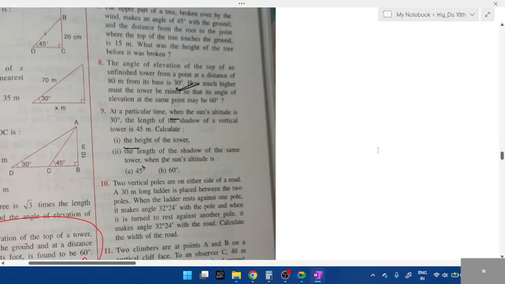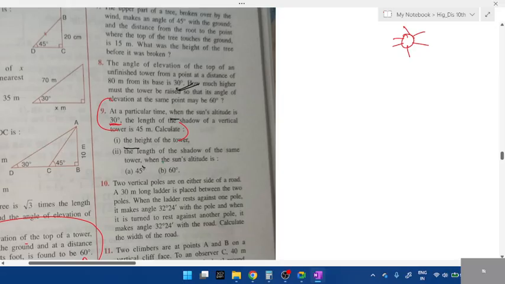At a particular time, when the sun's altitude is 30 degrees. So first, let me draw the sun's altitude. What do you mean by sun's altitude is 30 degrees, students? What is the angle given? Yes, see, they can frame any type of question. So don't get confused. Whenever angle is given, what do you have to take? This is angle of elevation, 30 degrees. Always check how many angles are given in the question. For this particular question, how many angles are given?